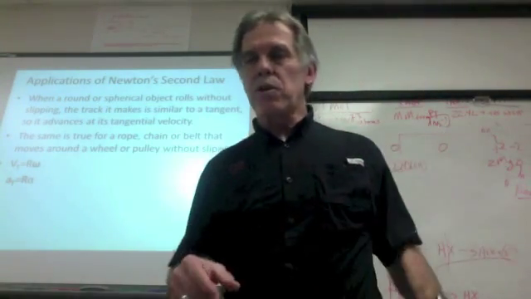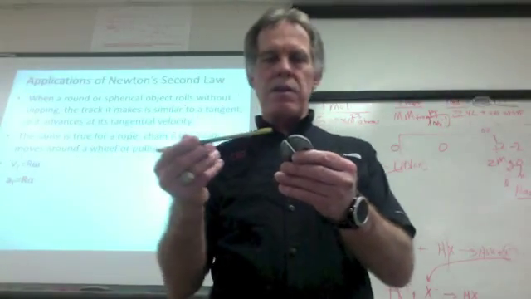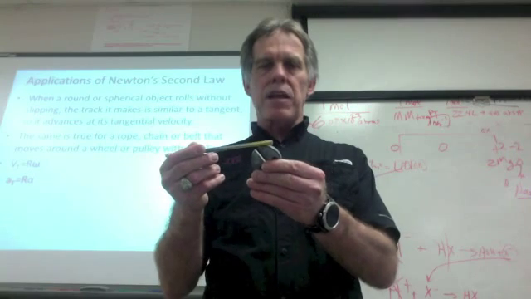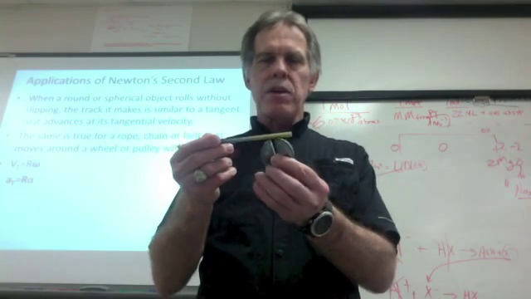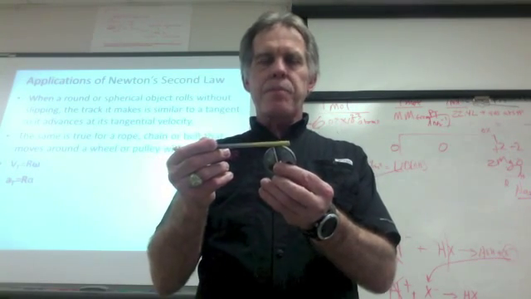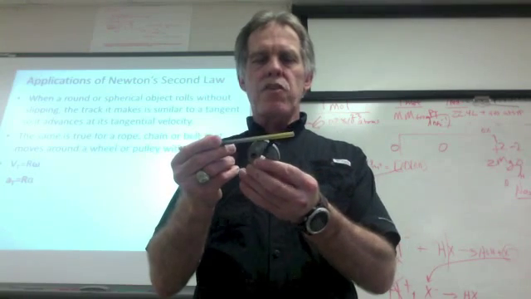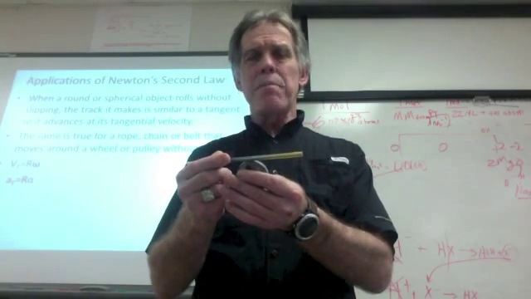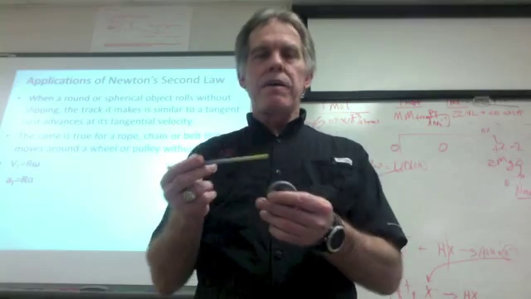So think about a circle, any kind of circle, and a tangent would be that line that touches one point on the outside and is perpendicular to a radius. As something rolls, the track it leaves behind resembles that tangent.